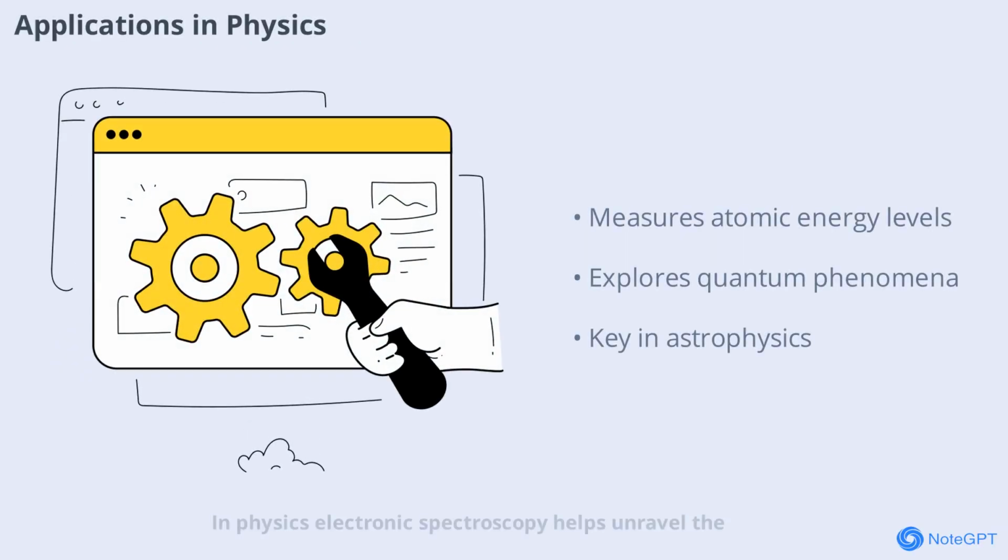In physics, electronic spectroscopy helps unravel the fundamental properties of atoms and molecules. It's used to measure energy levels, study atomic structure, and explore quantum phenomena. Spectroscopy has played a key role in the development of quantum mechanics and continues to be vital in fields like astrophysics, where it's used to analyze the composition of stars and galaxies.